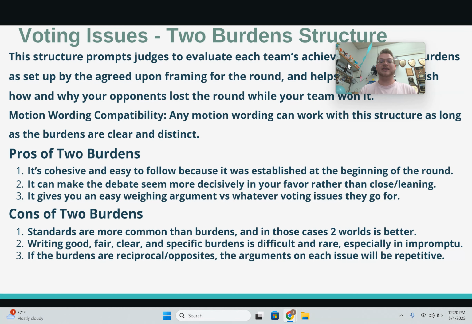It can also make the debate seem way more decisively in your favor rather than close or leaning if the two voting issues are directly related to the thing you told the judge determines the winner before. And it gives you a really easy weighing argument so that you can say your voting issues matter more than your opponent's voting issues because yours are directly related to the standards or burden. The downsides of this are that standards are more common than burdens, and if you're just going to use a standard where each team is trying to meet the standard, then a two worlds comparison structure will make more sense because you're both going for the same thing.